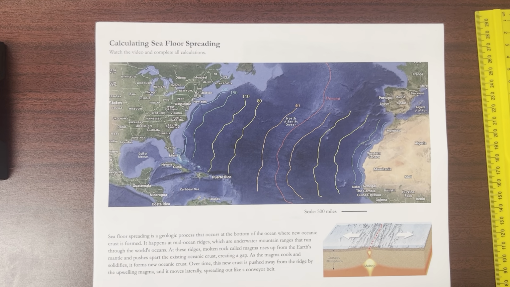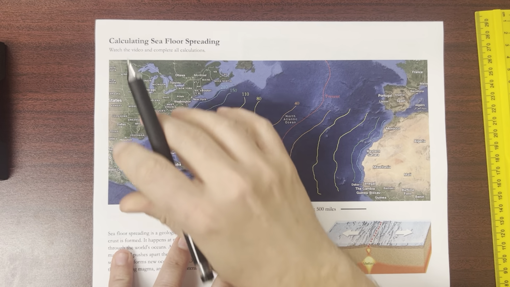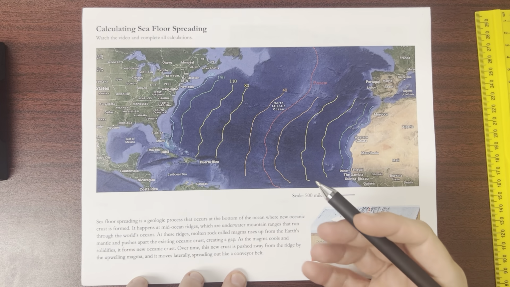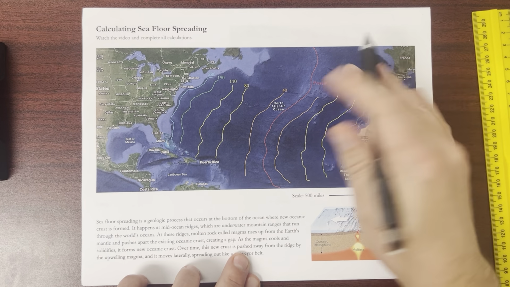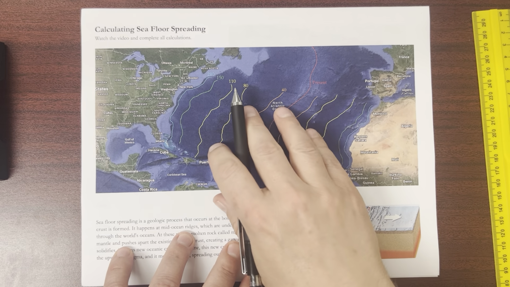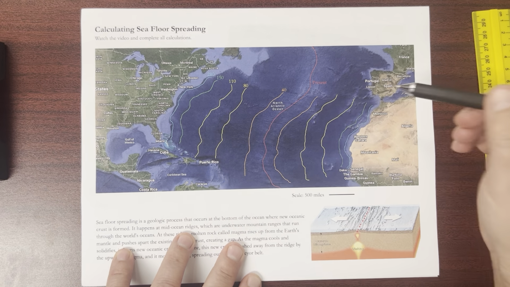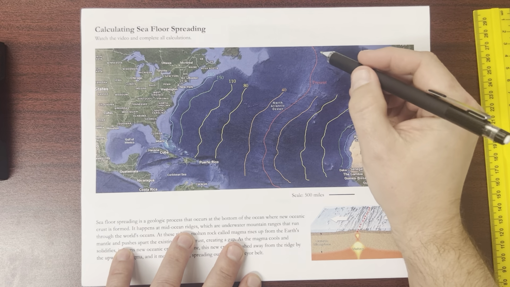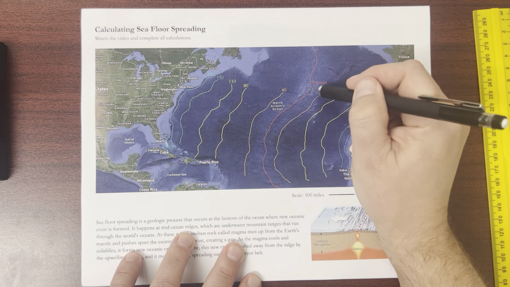Hello, today I'm going to go over this worksheet, Calculating Seafloor Spreading. It gives a little description here about what seafloor spreading is and some of the evidence of how we know this. What you see on this map is the ocean floor of the Atlantic Ocean. Here's the east coast of the United States, here's Europe and Africa, and the mid-Atlantic ridge runs right through the middle of the Atlantic Ocean.